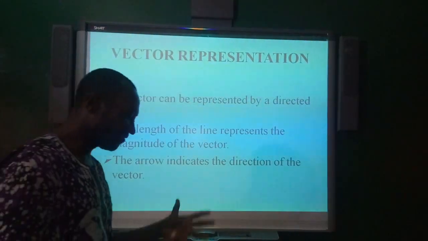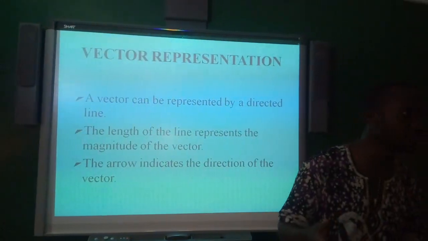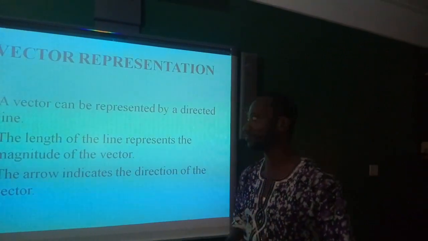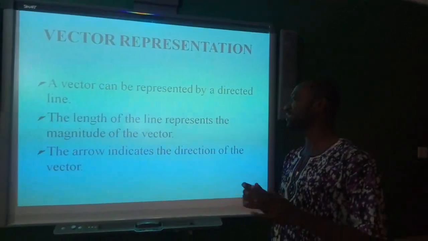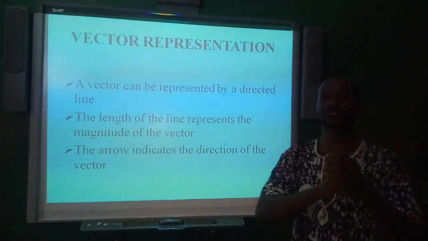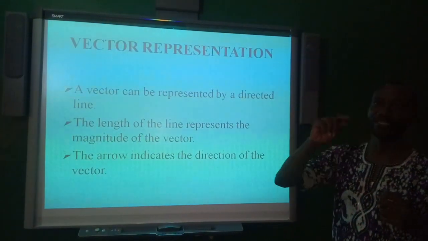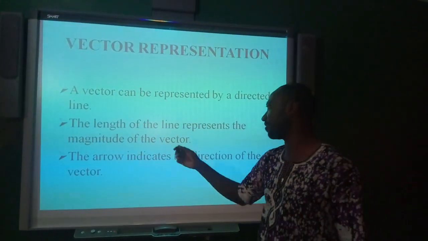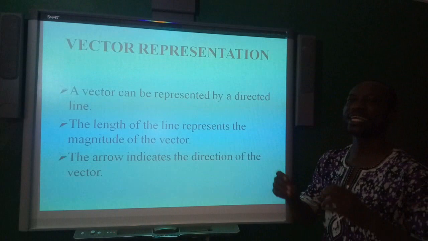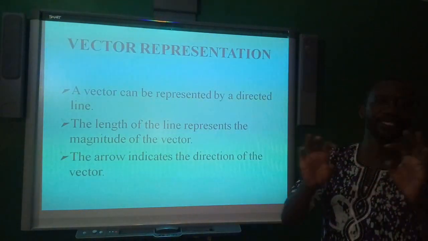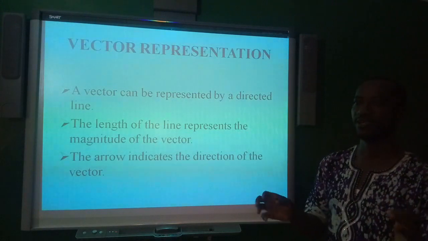Now, you know what a vector is. How do we represent a vector? A vector can be represented by a directed line. You just draw a line and give it an arrow to indicate a direction. The length of the line represents the magnitude of the vector, and the arrow indicates the direction.